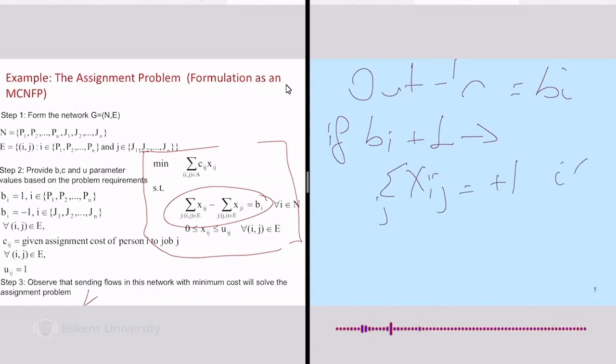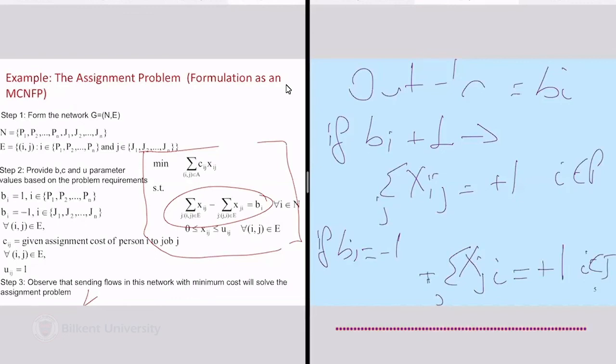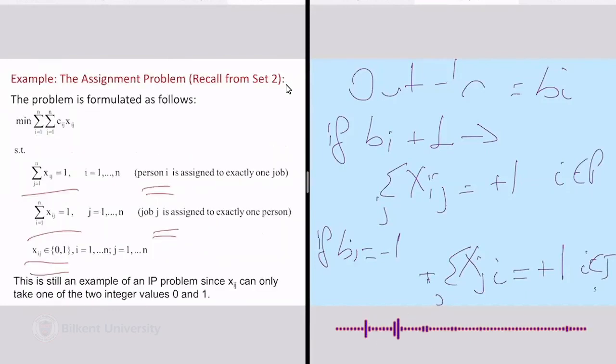Now, if bi is -1, that means this is a job, right? It's demanding. So there is no out from jobs, but there are ins to jobs. So I will sum over j of xji, which will be equal to -1 if i is in the job set. Well, these minuses will cancel out, so it's the same thing, right? And this is actually what you have written in the assignment version. I did that to show you the constraints are actually the same.